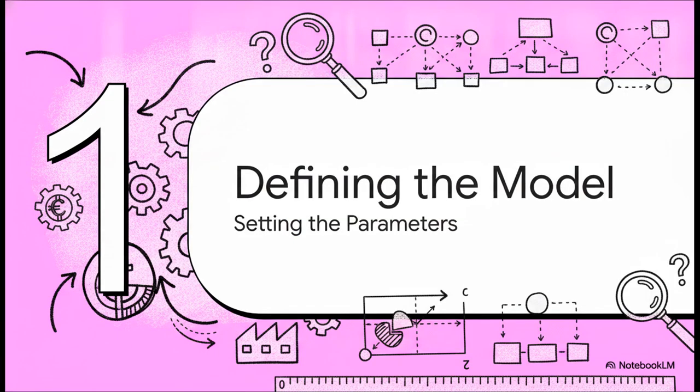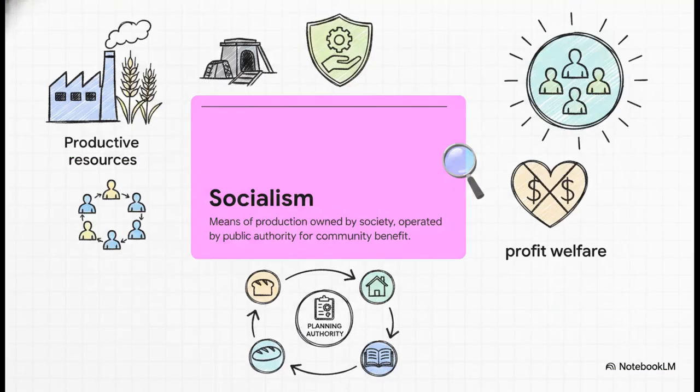Section 1. Defining the model. Setting the parameters of the audit. Right, so before we can audit anything, we need to know exactly what kind of economic system we are putting under the microscope today. At its core, a socialist economy completely replaces the profit motive that you would typically find in capitalism. It replaces it with one single overarching goal: social welfare.